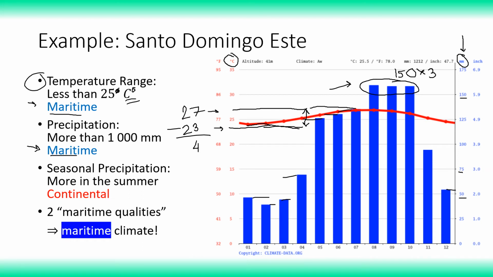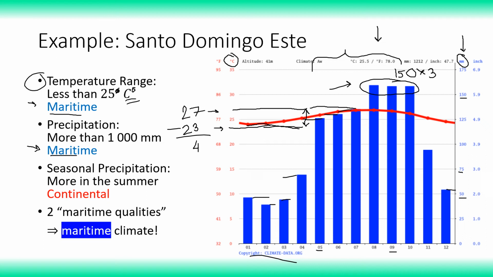But the last point, just for the sake of completeness, is seasonal precipitation, more in the summer, which is what we can see here, right? Month number 5 is May, month number 9 is September. If you say that your summer months fall roughly in there, most of the precipitation seems to fall in these few months. There's hardly any in January, February, and March compared to August, September, October. So from that you can get that there's more in the summer.